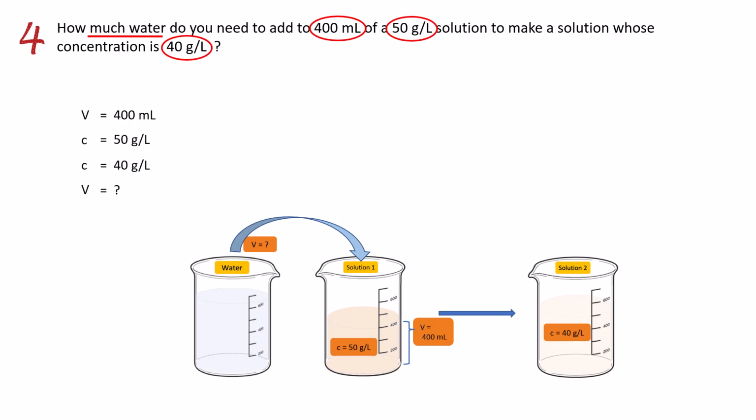Here the units do not need to be converted, but when we see more than one of the same variable, we need to differentiate them. The 400 milliliter and the 50 gram per liter go together, and we will give them a subscript of 1. 40 grams per liter is clearly the second diluted solution, so it gets a subscript of 2. And the unknown variable is the volume of water, which we will identify as VW.